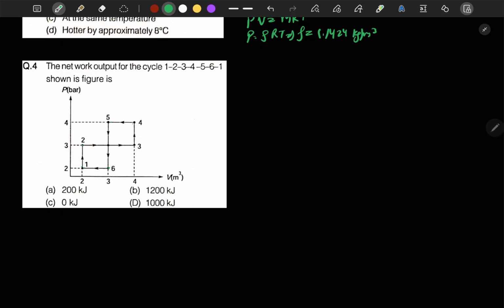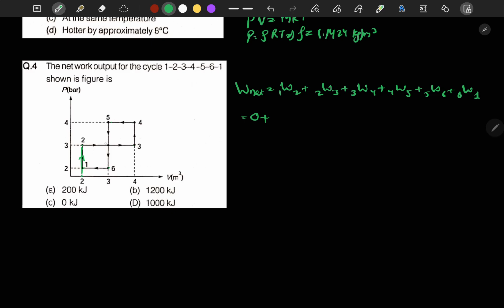So let's start with the net work. Net work is equal to work done from 1 to 2 plus work done from 2 to 3 plus work done from 3 to 4 plus work done from 4 to 5 plus work done from 5 to 6 plus work done from 6 to 1. We will calculate starting from 1 to 2. 1 to 2 is a constant volume process, so work done is 0.